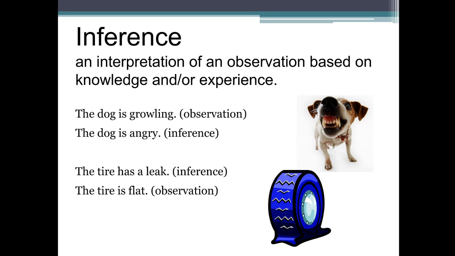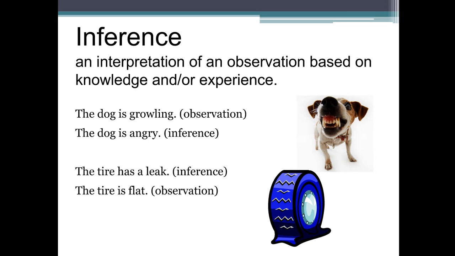An inference is simply taking the observations you've made and then applying your own knowledge and experience of that subject. For instance, the dog is growling is an observation. The inference you can draw from that is that the dog is angry. You understand that angry dogs growl, so seeing the growling dog, you know from your experience that the dog's potentially angry.